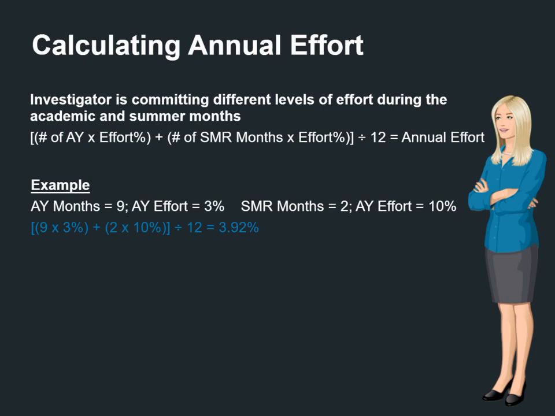This formula can be used even when the varying levels of effort are not during the academic or summer months. Perhaps someone tells you they will commit 2% effort for 3 months and 10% effort for 5 months. You could use the same formula here, swapping out the number of months for the academic months and the summer months.